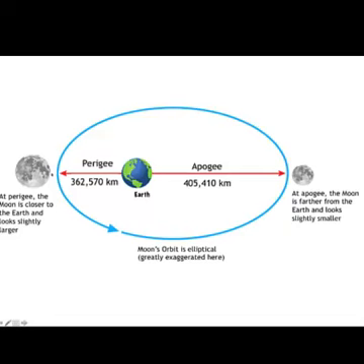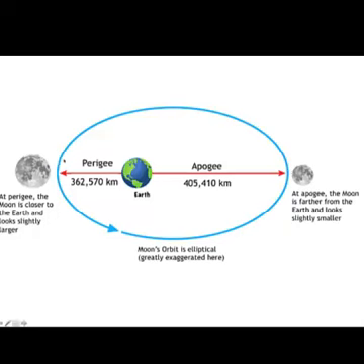I'm sure that many of you have heard of the supermoon. And basically, the moon is at perigee once a month, every 29 and a half, actually every 27 and a third days, and at apogee, at its furthest point, at the same time.